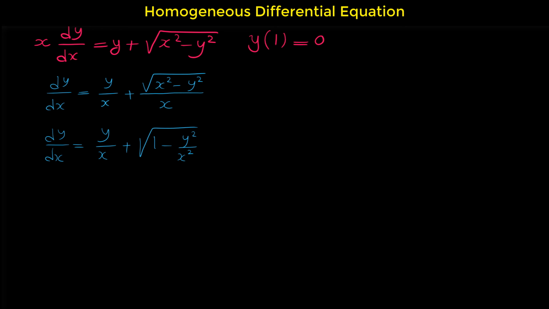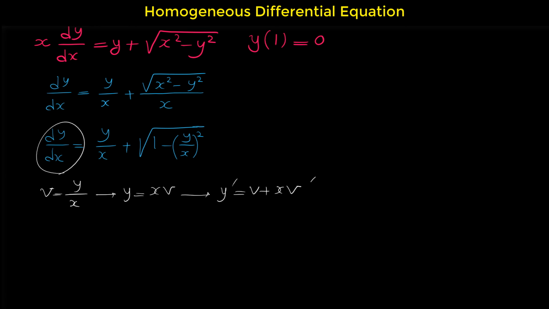Now it is more clear that this differential equation is a homogeneous differential equation. And if we write this as y over x, it is much better. Now for solving this, as usual, we suppose v to be y over x. From here y is xv, and from here y prime is v plus xv prime. Now if we substitute, we have v plus xv prime, and don't forget y over x is v, so v plus square root of 1 minus v squared. Replace this with v also.